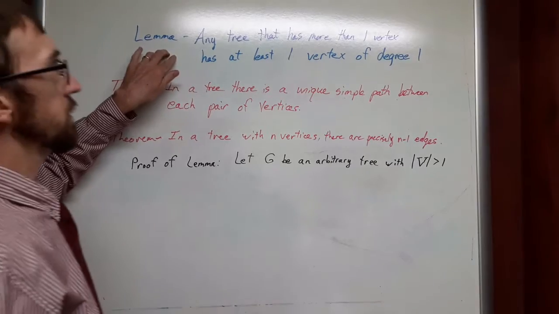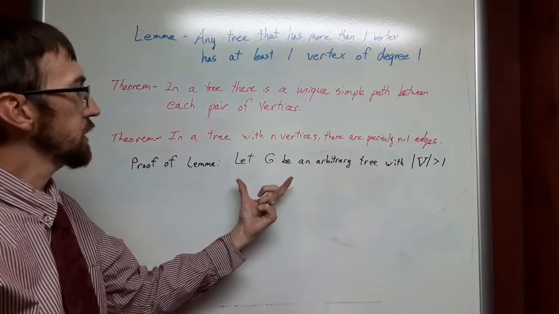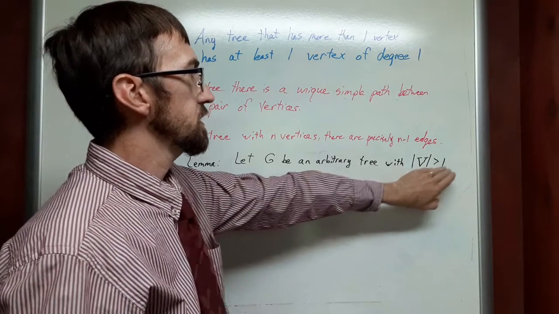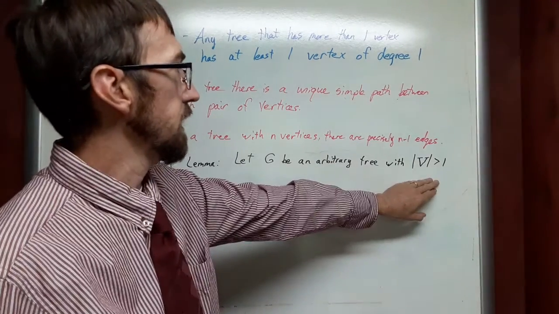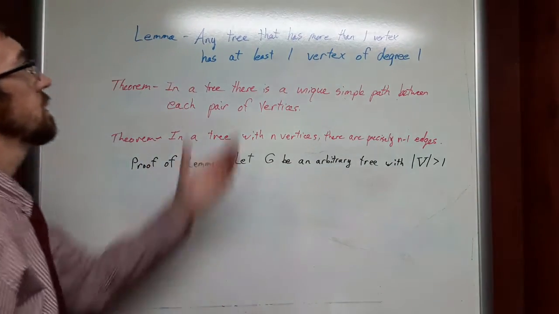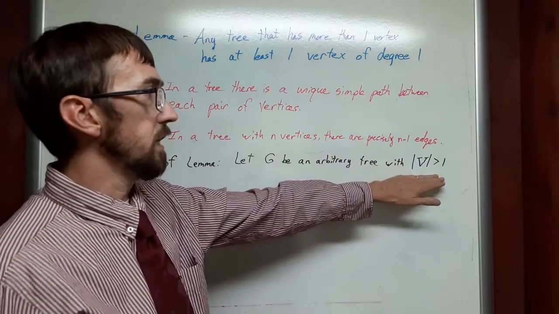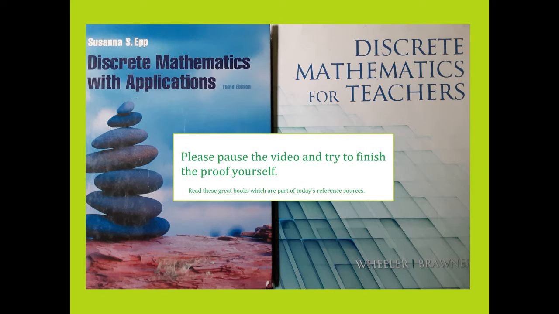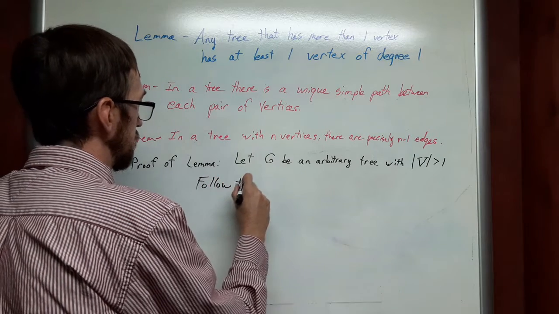Alright, let's look at proving this lemma right here. So we're going to let G be an arbitrary tree with the set of vertices greater than 1. So we're not starting with a trivial tree here. We have to have more than one vertex. So it's arbitrary with the fact that it is a tree that's not trivial. Follow the algorithm.